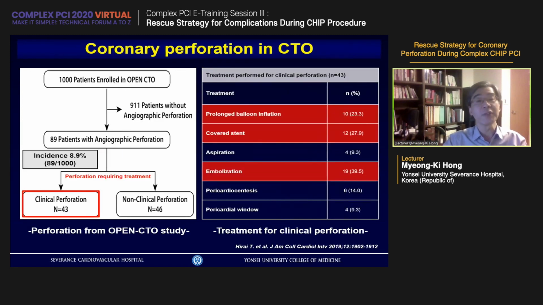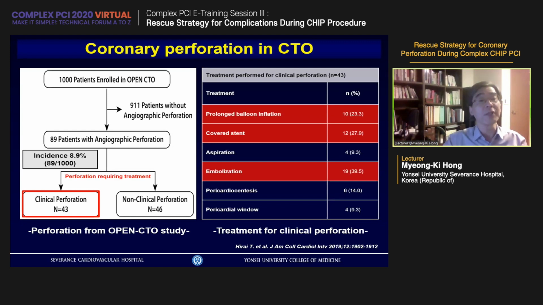This is data from the Japan Open CTO registry. The number of the population was 10,000 patients, and coronary artery perforation was observed in 89 patients. The incidence of coronary artery perforation was 8.9% in CTO intervention. These patients were divided into two groups: clinical perforation, which was defined as a perforation requiring some specific treatment, and non-clinical perforation, with no specific treatment.